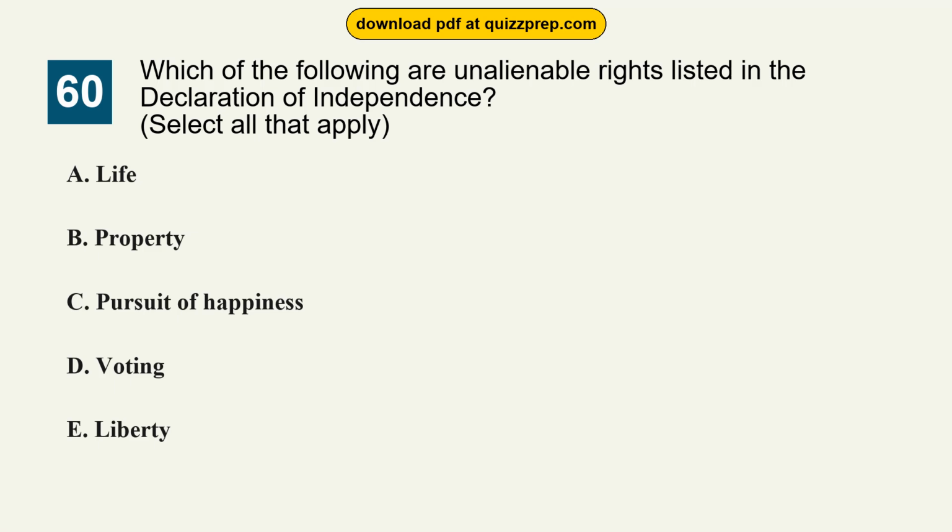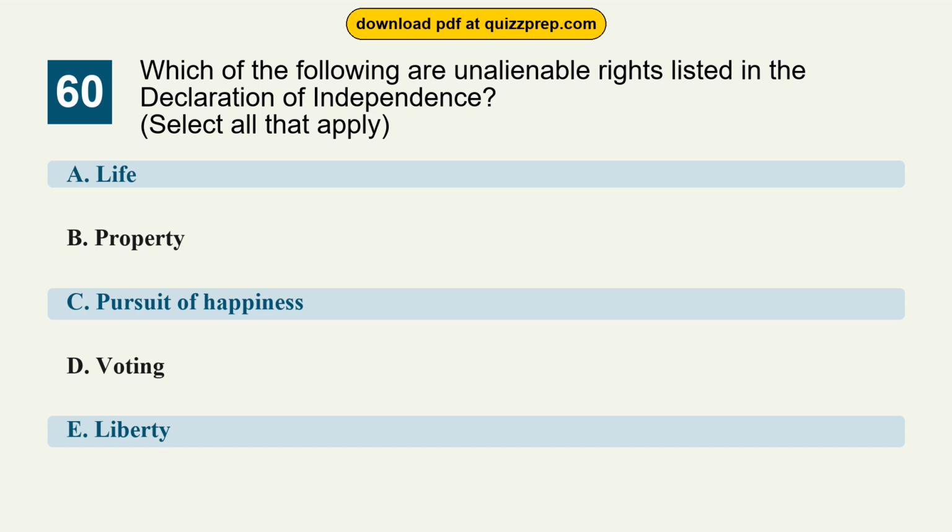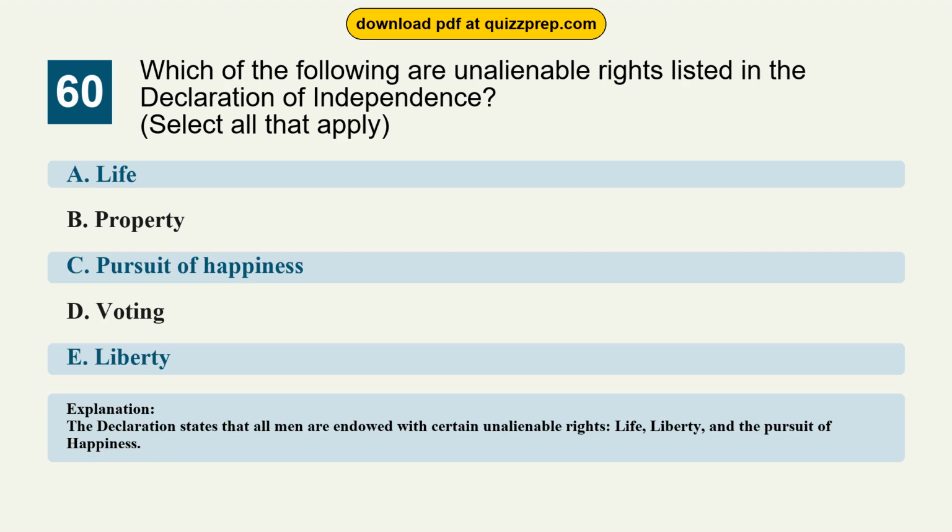Question 60. Which of the following are unalienable rights listed in the Declaration of Independence? Option A, life. Option B, property. Option C, pursuit of happiness. Option D, voting. Option E, liberty. The correct answers are options A and C and E. Life, pursuit of happiness, liberty. The Declaration states that all men are endowed with certain unalienable rights, life, liberty, and the pursuit of happiness.